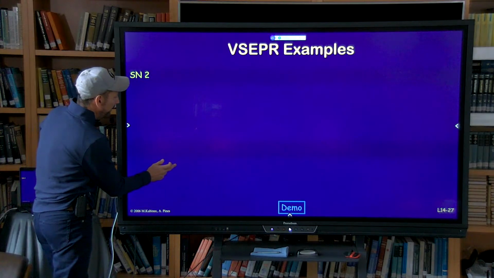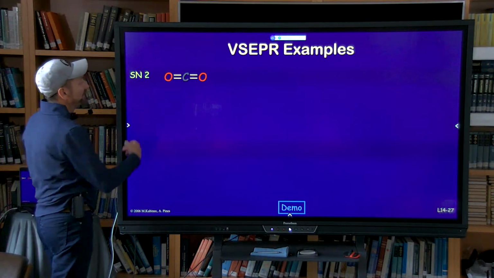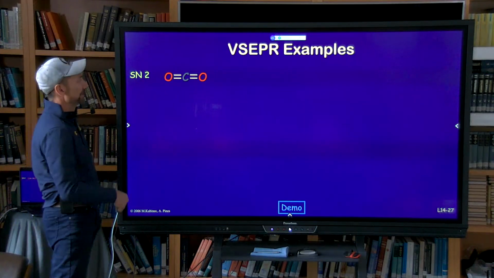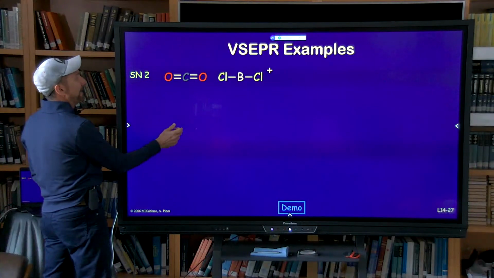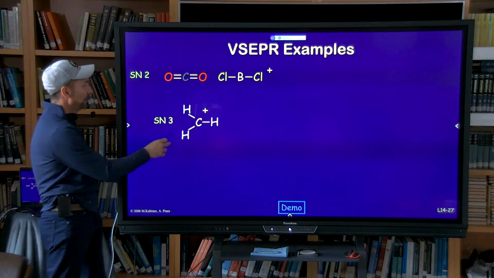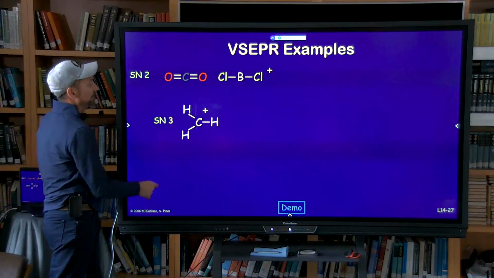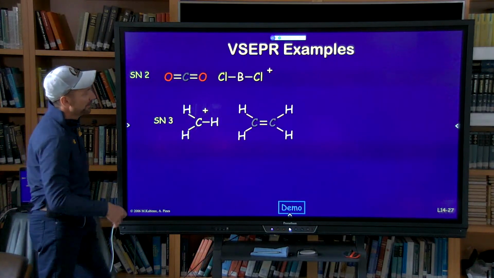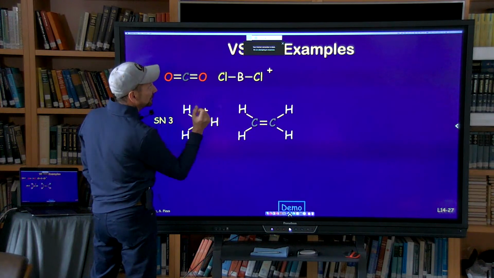So let's give you some actual examples. For steric number 2, carbon dioxide, that's linear. Steric number 2, the boron dichloride ion. Here's steric number 3, where I have this methyl ion. Carbon, here's steric number 3. This carbon here.